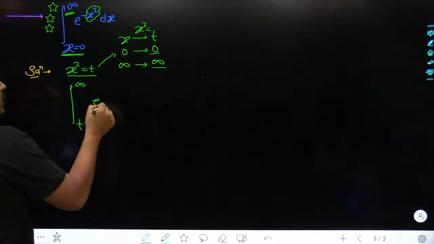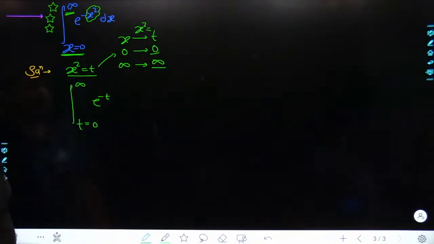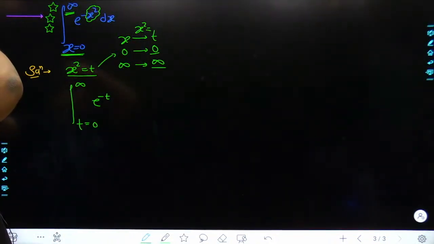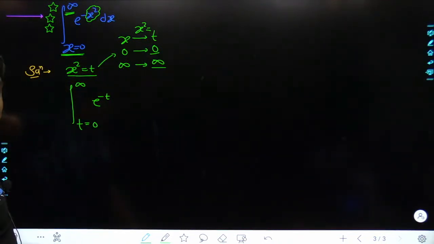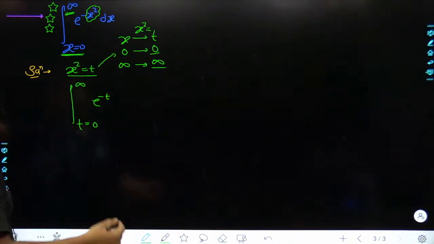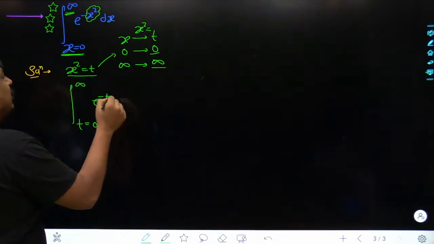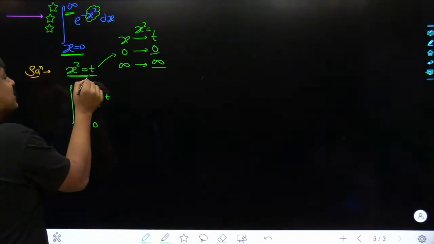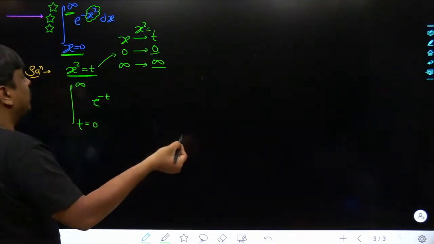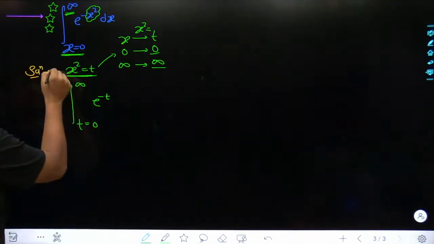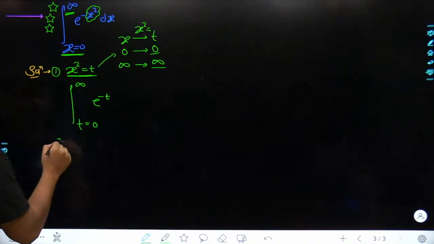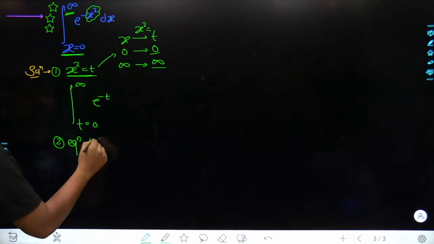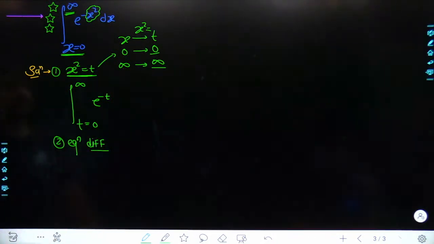Here it became e to the power of minus t. But the next step is that now the integration has to be taken with respect to t, but here the dx still prevails. So what we are going to do is take the differentiation on both sides, such that dx becomes dependent on dt. So let's take the differentiation. This has been equation number 1. Taking the differentiation in equation number 1.